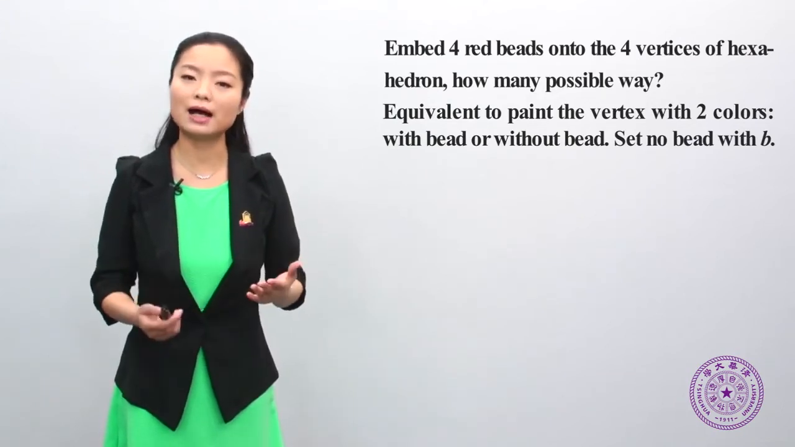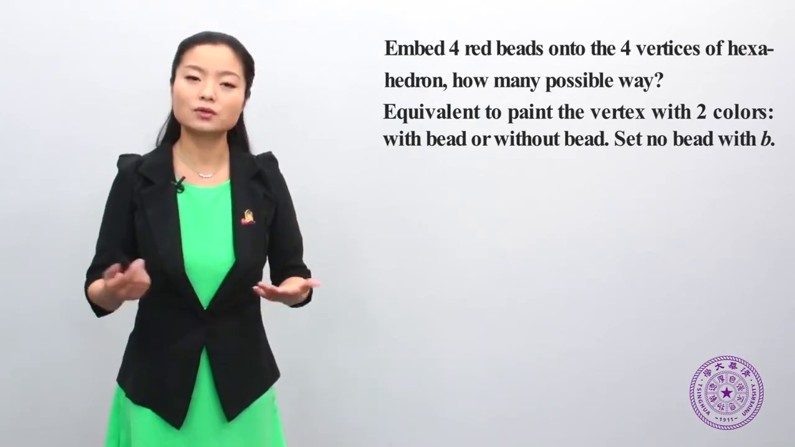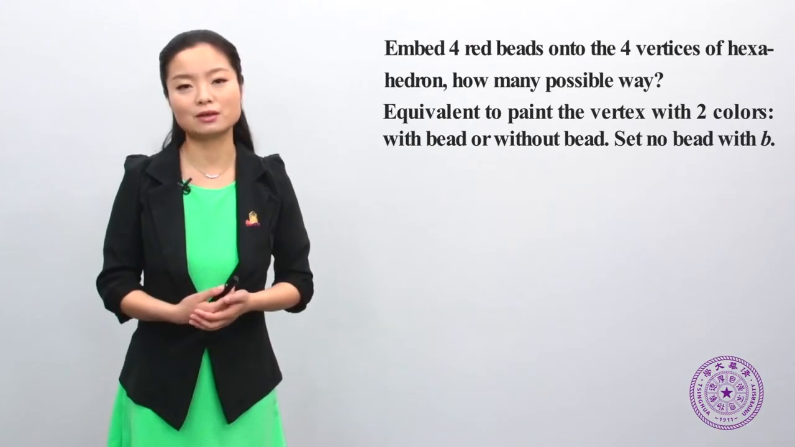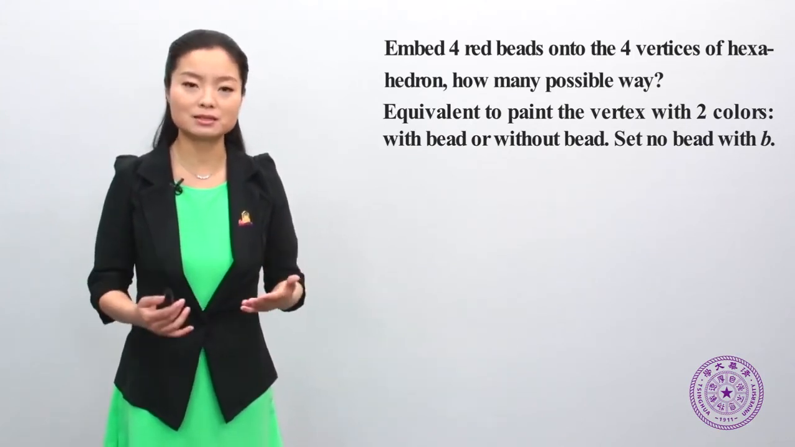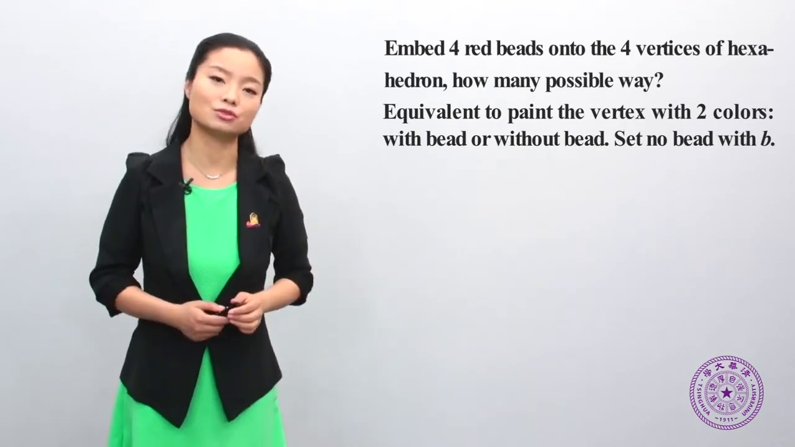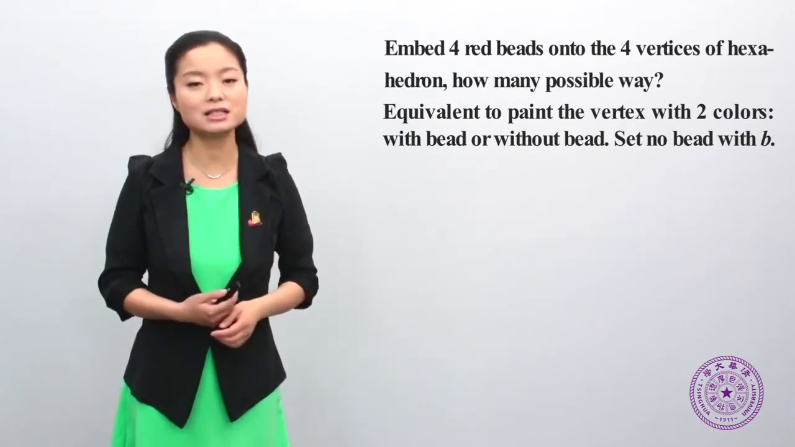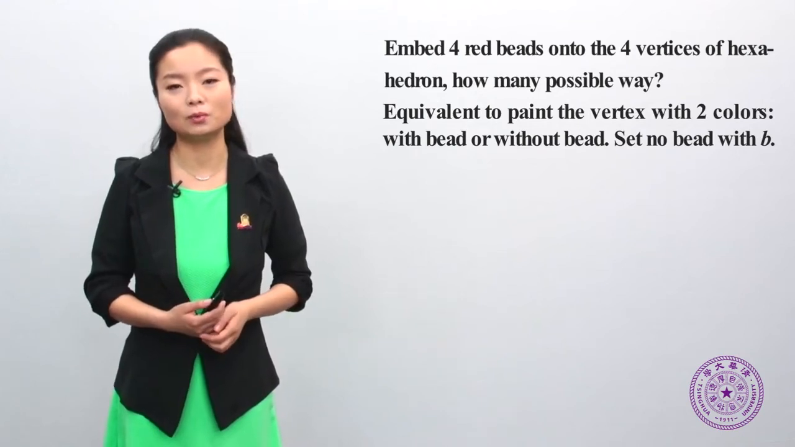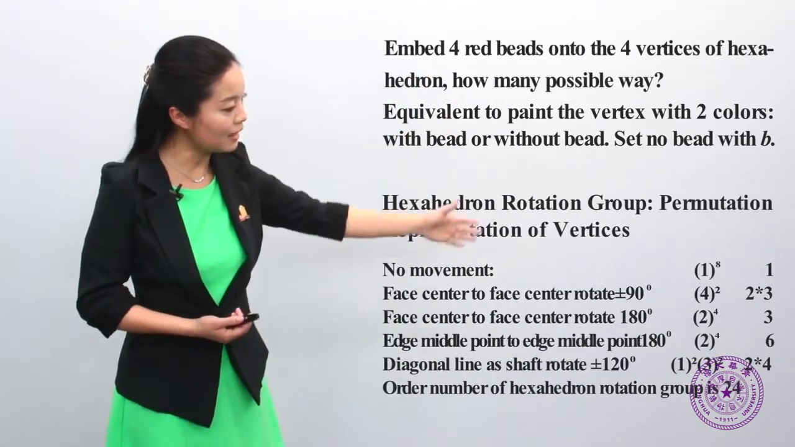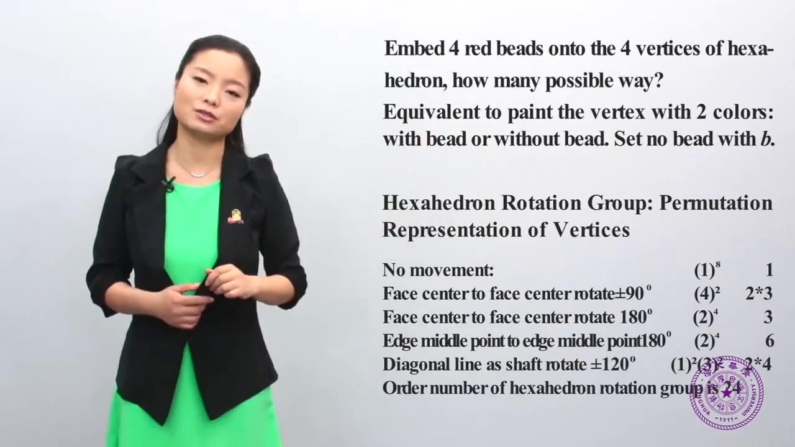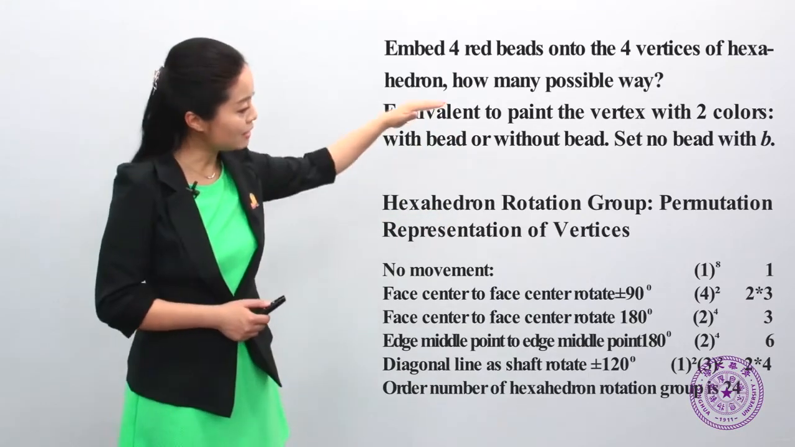We use R to represent red beads and B to represent no beads. Actually, we are just finding R to the power of 4, B to the power of 4. What is the coefficient of it? This time we are still using the same generating function type of Polya theorem. First, we take the regular hexahedron and list all the corresponding permutations, analyzing them under a fixed situation.